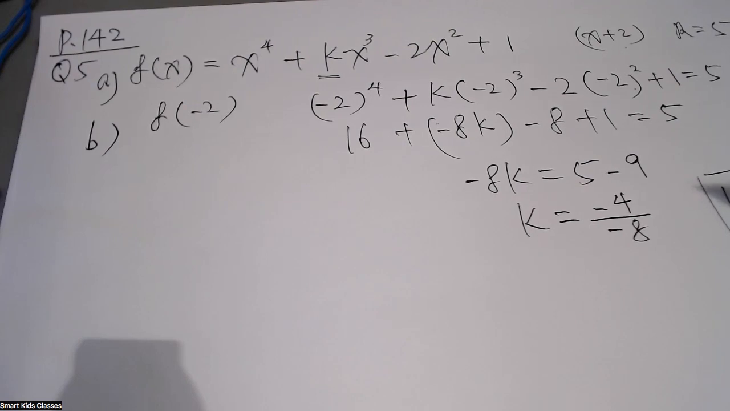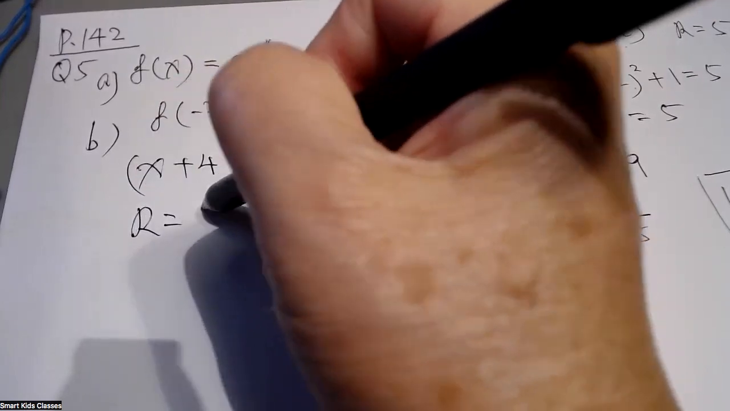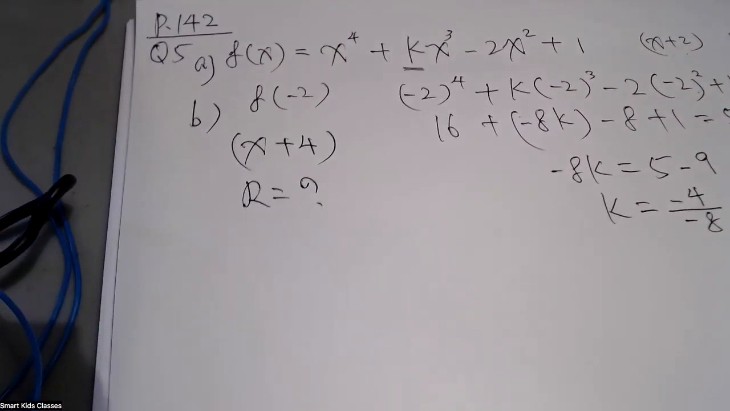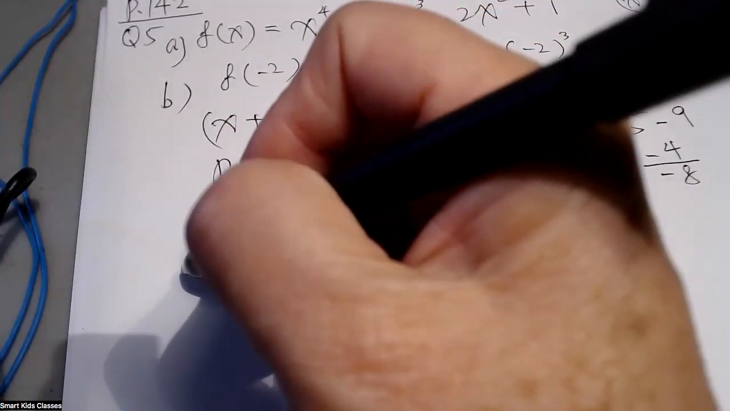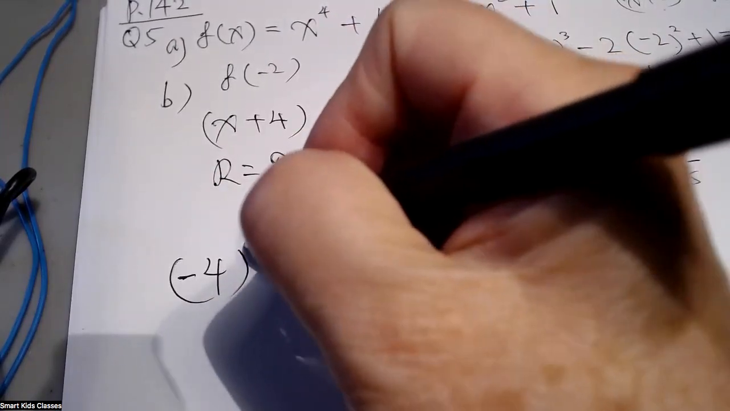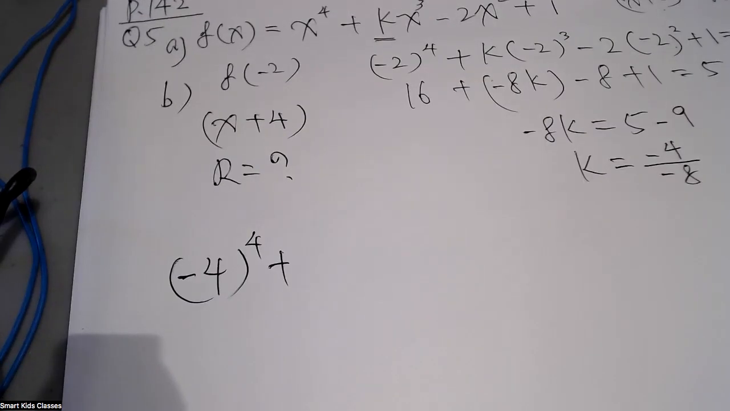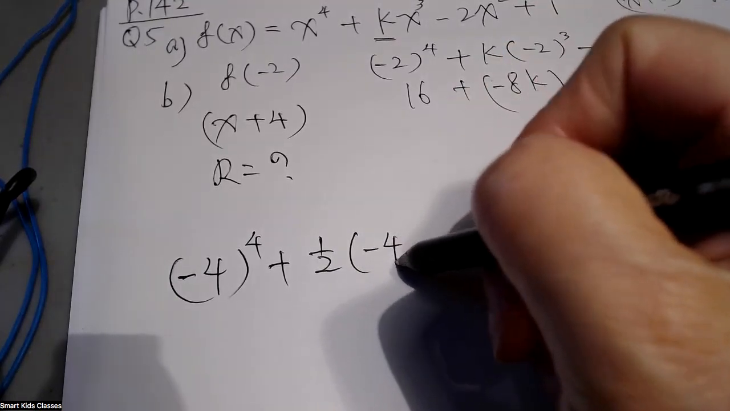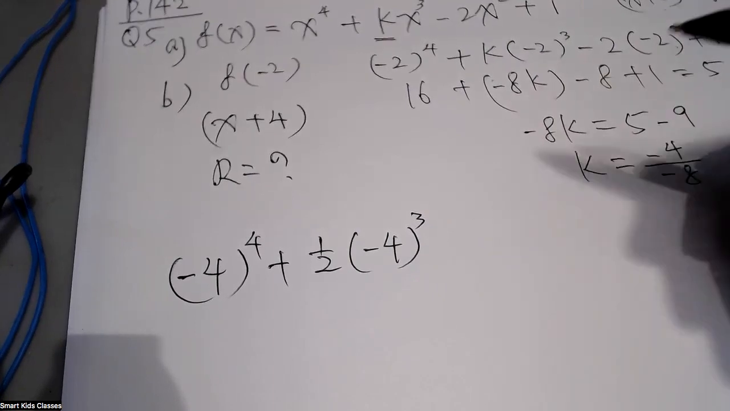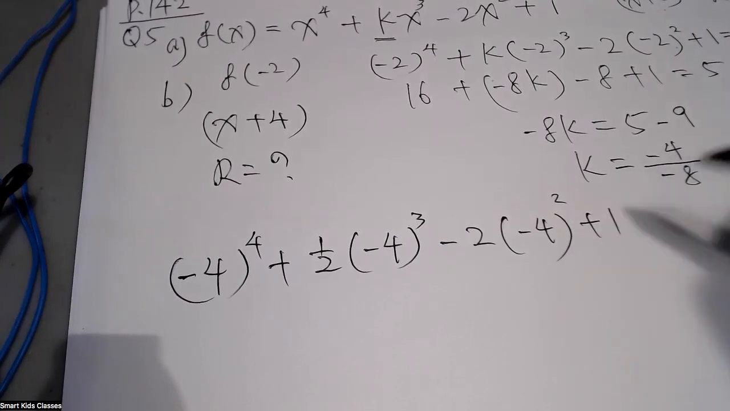Find the remainder when the factor is x + 4. So r equals how much? We're going to plug in here. So we put negative 4 exponent 4, and we know k is 1 over 2. So 1 over 2 times negative 4 exponent 3, minus 2 times negative 4 exponent 2, plus 1.